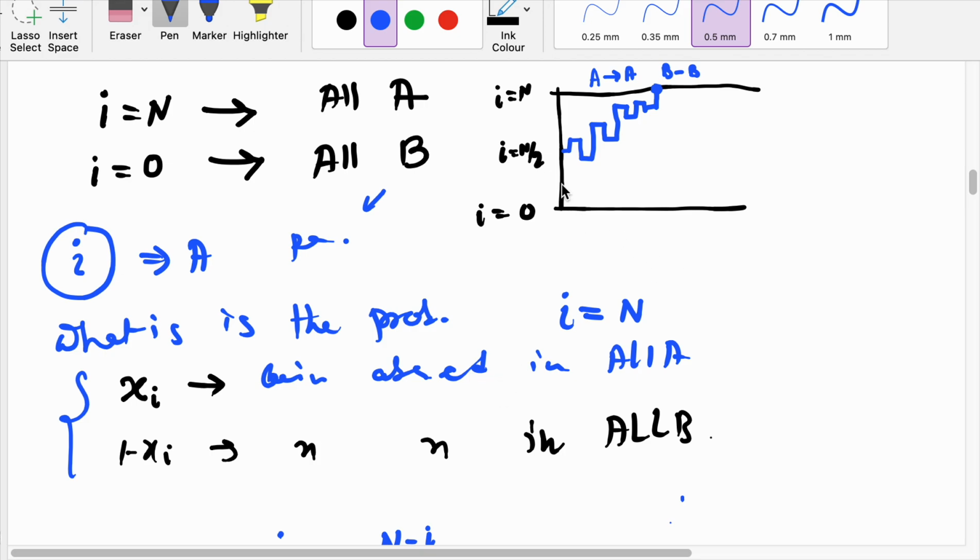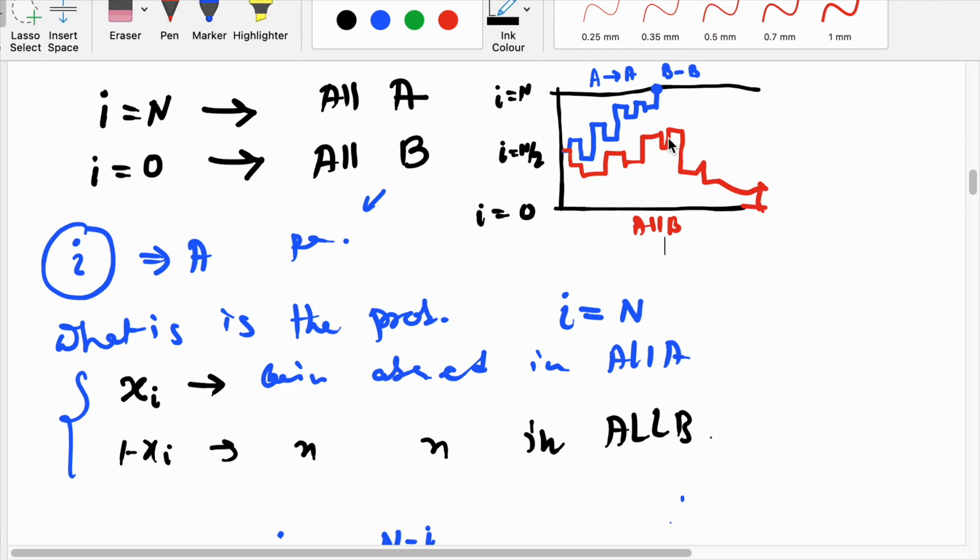This could be one case. Another case could be that the process hits the i equal to 0 boundary. I equal to 0 means no A is present, that means all B. These two states are called the absorbing states of the population.